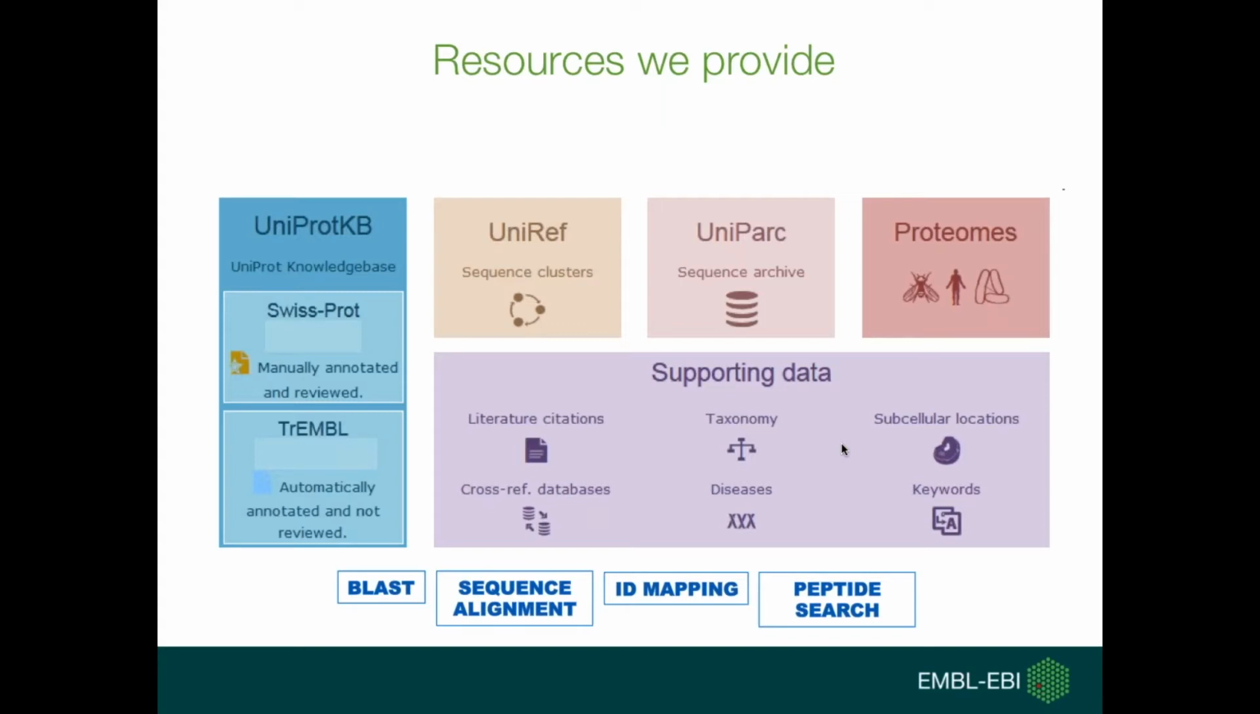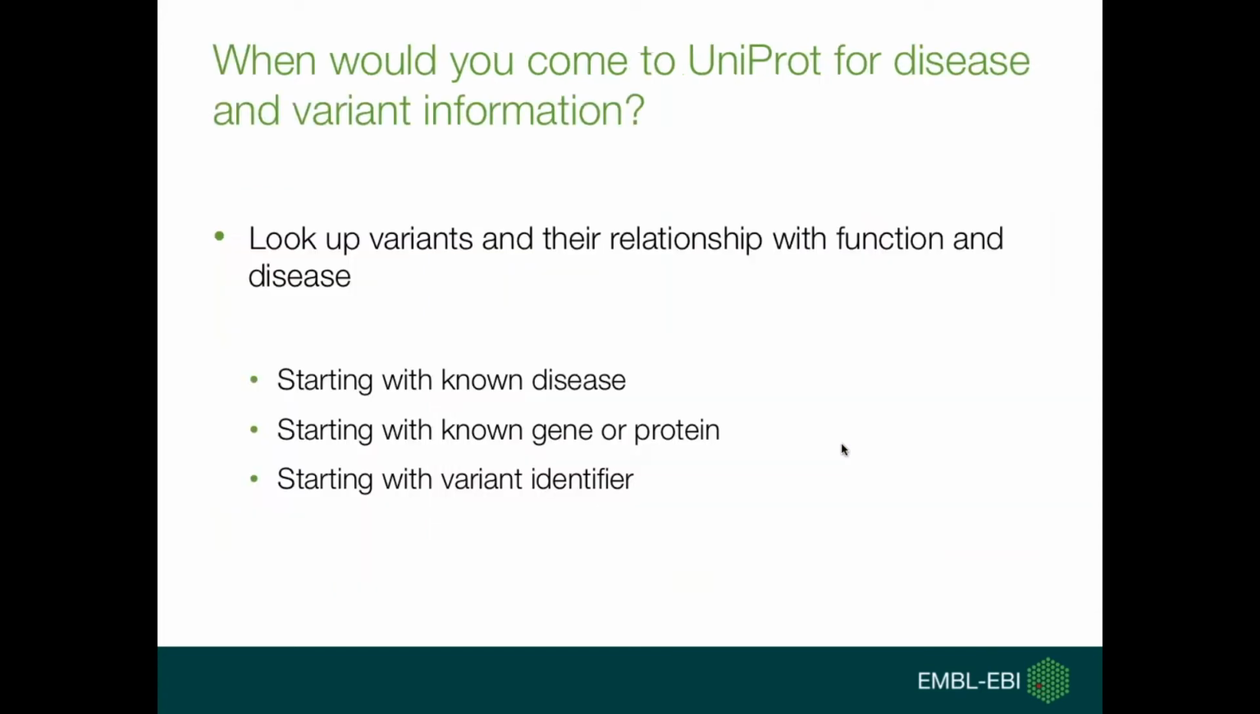There's a number of other data sets that you can see on the screen, which can also be searched in UniProt. The one that I'll just draw your attention to briefly now is the diseases data set under supporting data, which is the purple box, as you can see. We will look at this in a bit more detail in the following slides. We also have 4 tools as part of UniProt, and these are noted at the bottom of the screen. So we have a BLAST sequence similarity search tool. We provide sequence alignment tool, ID mapping, and a peptide search tool.